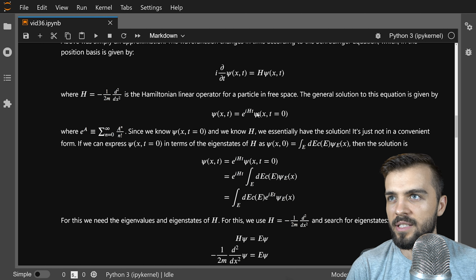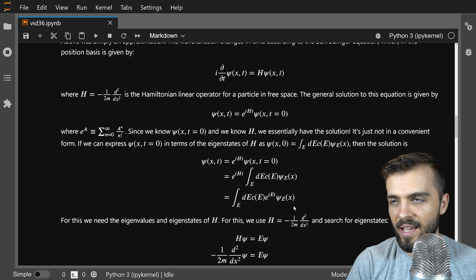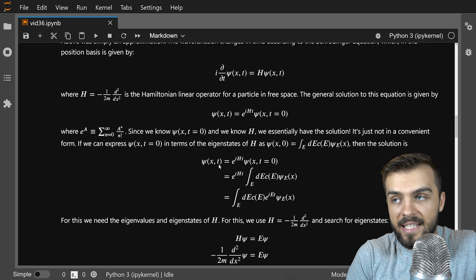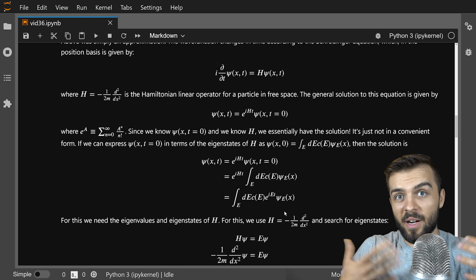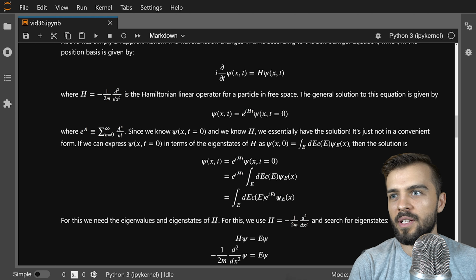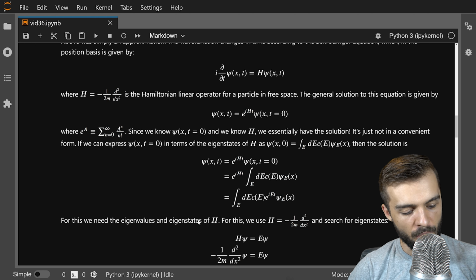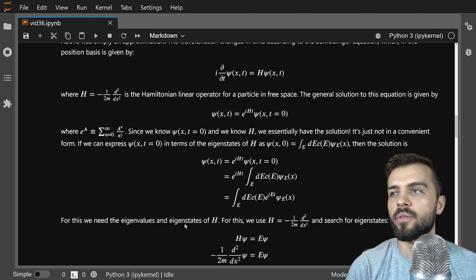So if I can express psi of x, t equals 0 in terms of these functions, I can write my general solution like this, right? This is psi of x at any time t. Of course, then you run into another issue. You need the eigenvalues and eigenstates of h, right? You need to know what these psi e's are, and you need to know what the c of e's are. And that's just solving the time-independent Schrodinger equation.